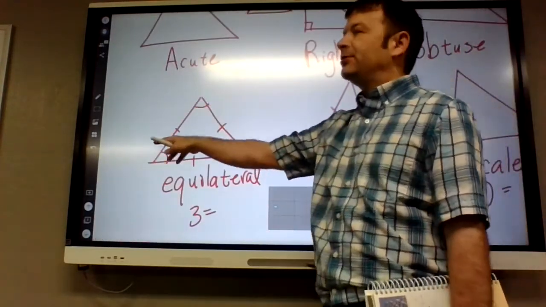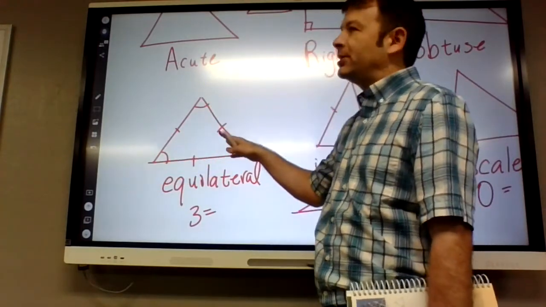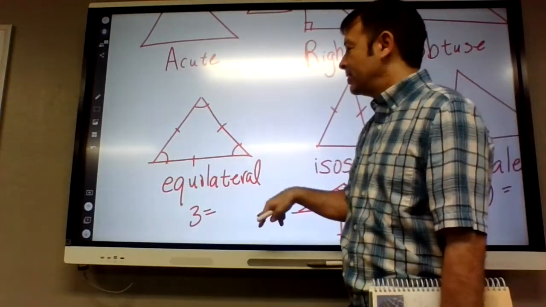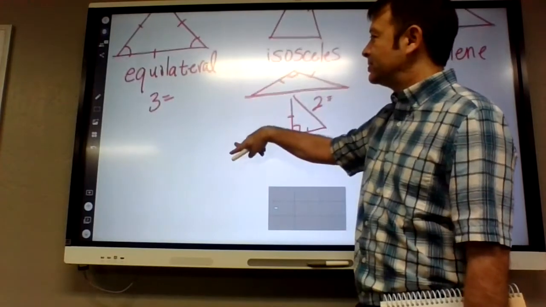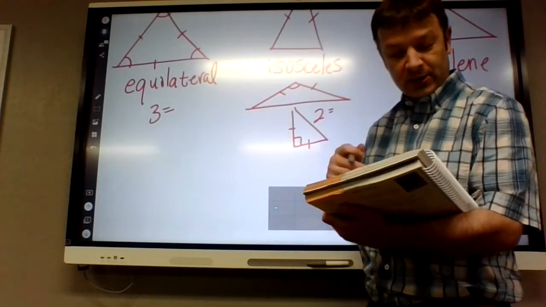Equilaterals have to have 60. Those are theorems, by the way, that we can use. We're not going to prove it, but we can just use them. The book says it, so we can use it.